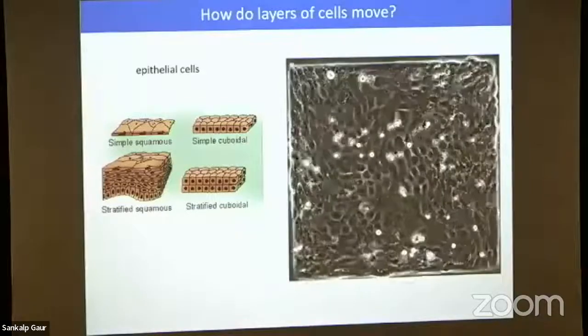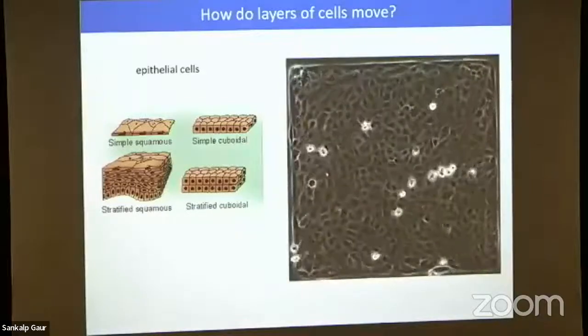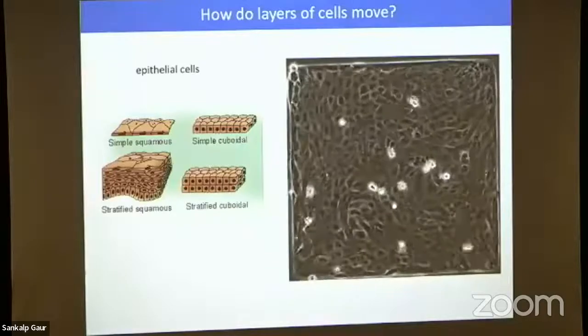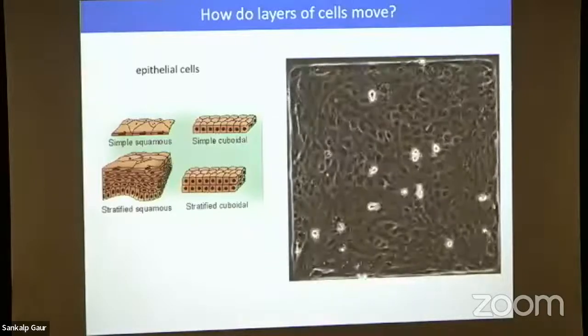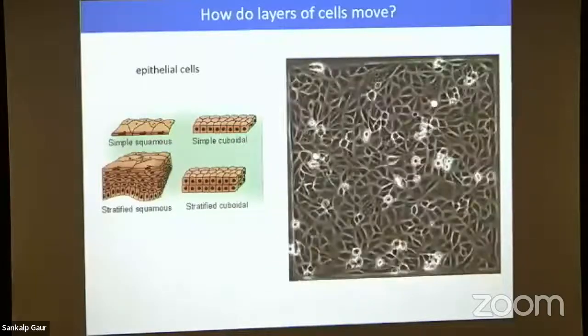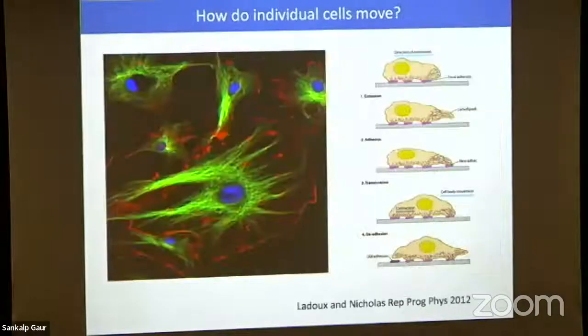So the question I want to ask is, how do these cells move? Can I write down a simple physical model of what's going on there? So where would we start? Well, okay, we'd start with a single cell. Can we understand how a single cell moves?